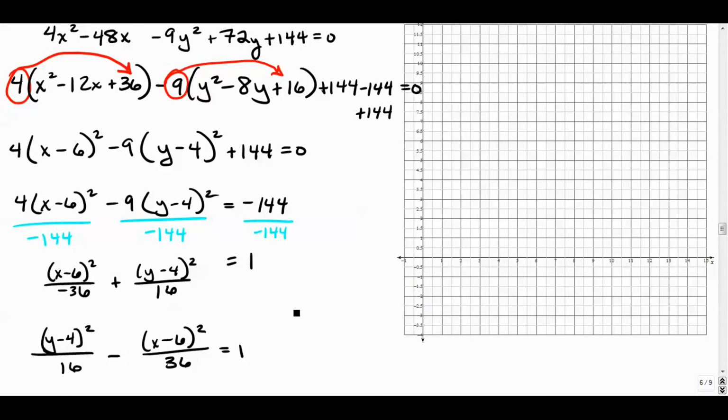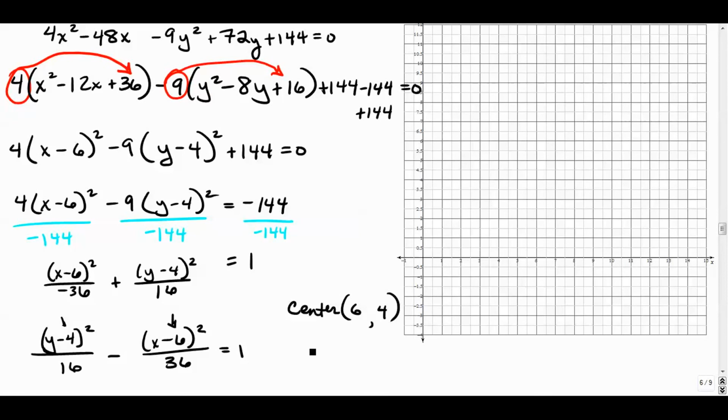From here we can easily extract our center. Our center is h comma k, which comes from x minus h, so it's positive 6 and positive 4. Be careful not to reverse those. You have to look at what letter is attached to the number and plug that into the correct position. This is h, k, x, y.